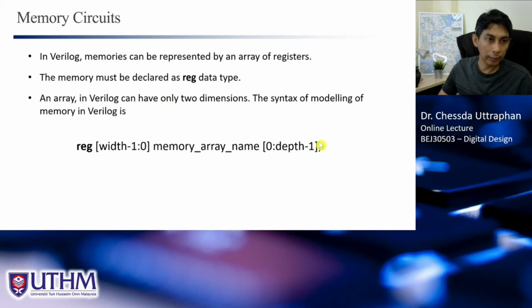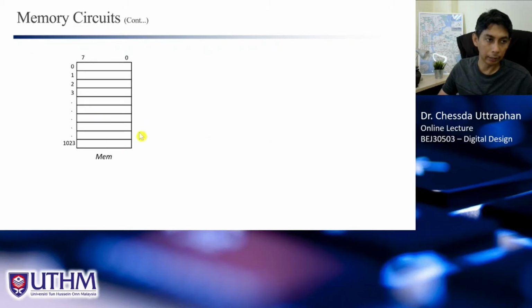We also learn how to create the memory circuit. This is an example of a memory circuit. This is 1K memory, 1 kilobyte, where one location here is 1 byte or 8 bits. So we have 1024 locations, starting from 0 to 1023, which means that we have 1024 bytes here. So this is 1K.